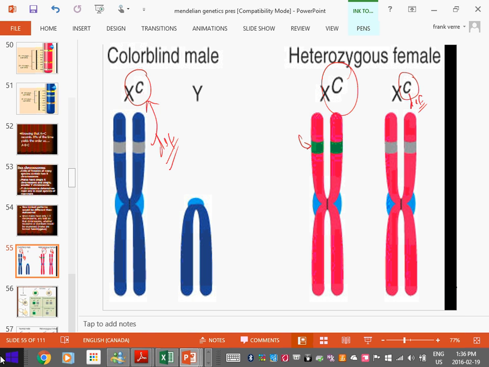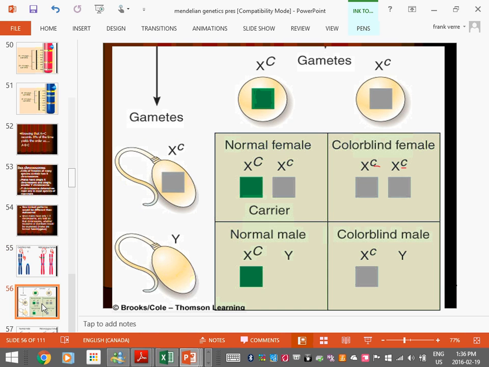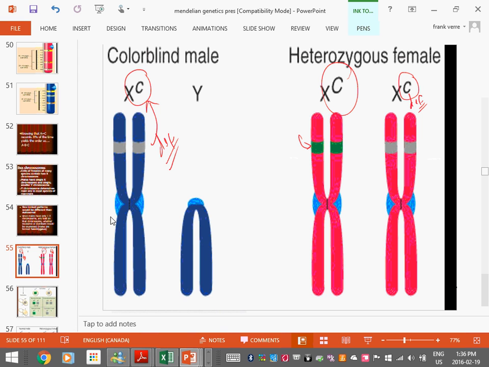Let's take a look at this cross. Imagine we have a carrier female, she's heterozygous, and she has a child with a colorblind male. How do you do the Punnett square? Well, if you look at the way you do it, it's the same. There's no difference. A male can produce 2 types of sperm cells, one with the X chromosome, and a female can produce only X chromosomes in her egg cells, right?